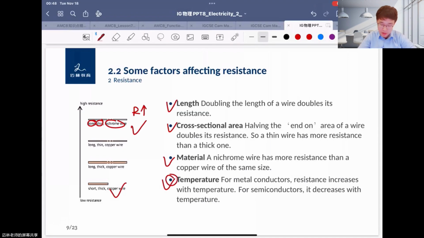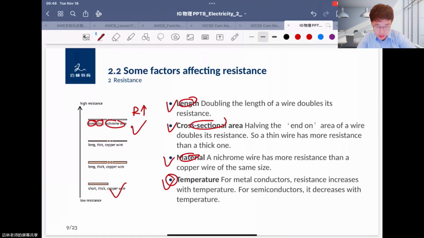For the last one, the filament lamp is mostly influenced by temperature. But length, cross-sectional area, and material apply to all metals or all substances. If you want to measure or change the resistance, you can just change the length, cross-sectional area, and material, okay?